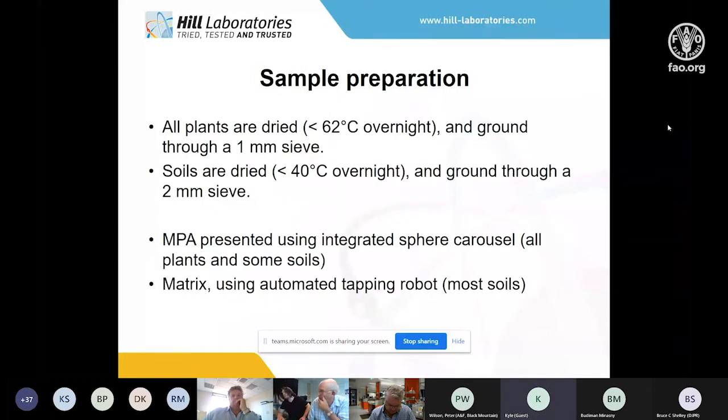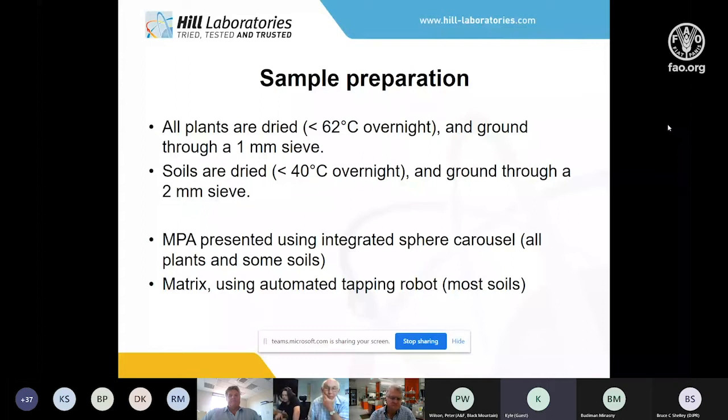In terms of sample preparation, it's just a standard sample prep in our lab for plants and soils. Soils are dried at less than 40 degrees overnight and ground through a 2 millimeter sieve. We basically just present it to the two instruments as is. We used to fine grind soils for NIR instruments, but that significantly limits the use of it. It increases the cost quite a lot, and we worked out we didn't actually need to do that. So since then we're just doing the 2 mil dried sieved sample through the NIR.